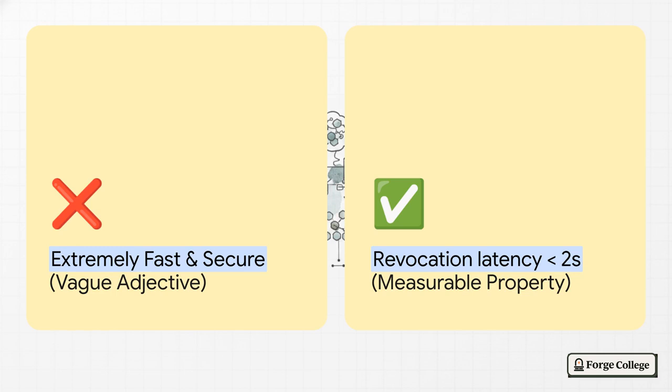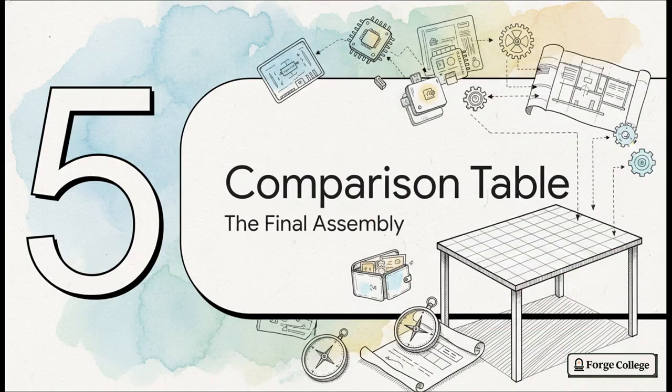Why does that matter? Because if a session key actually gets compromised, you can benchmark exactly how long your session manager takes to revoke it, and you can calculate exactly how much gas your wallet is going to burn while validating that policy. No guessing involved. And finally, Section 5, building the comparison table.